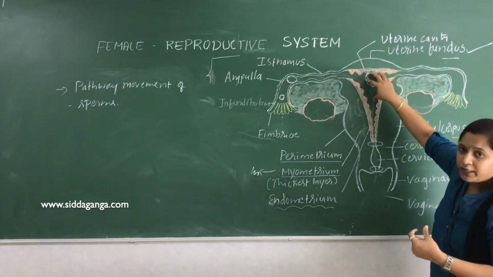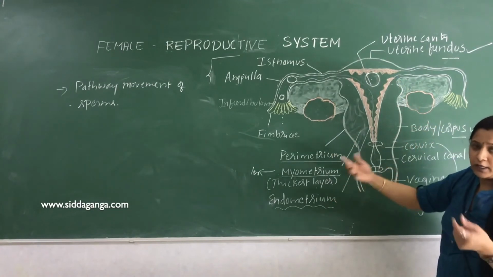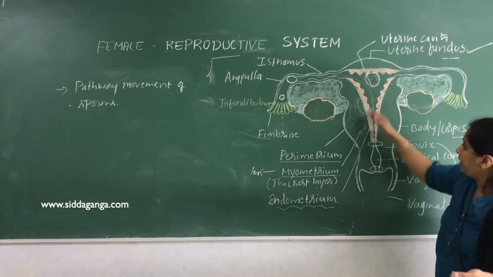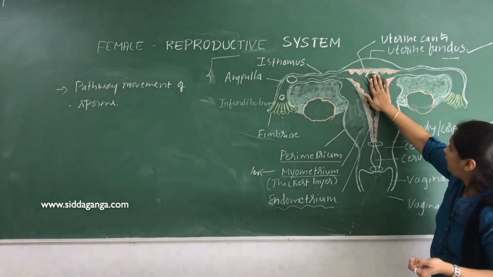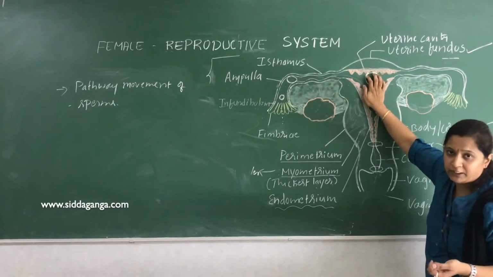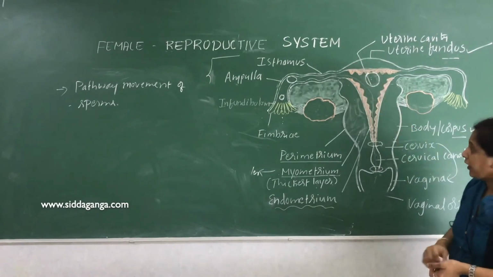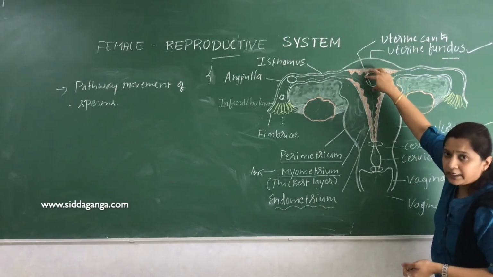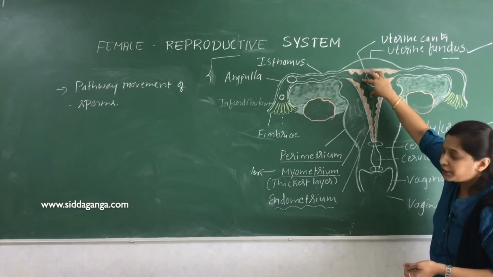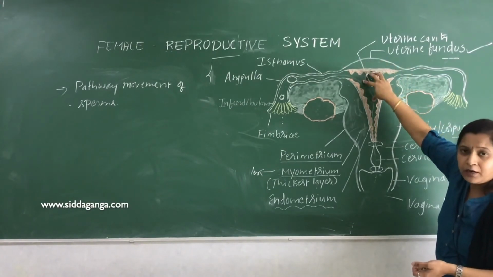After that, the embryo starts growing, and that will develop into a fetus. The complete development of the fetus will occur in the uterine cavity. So that's why this cavity is called the womb. So it is also a site for implantation, a site for placenta formation, and a site for fetal development.